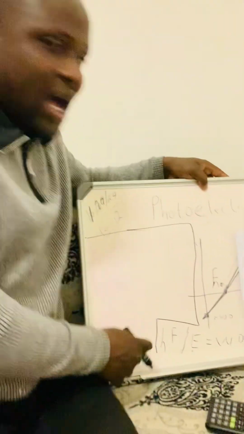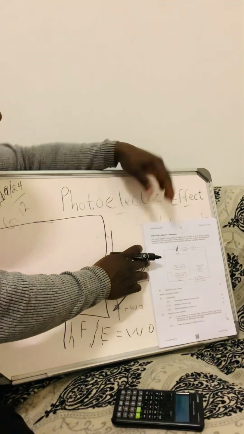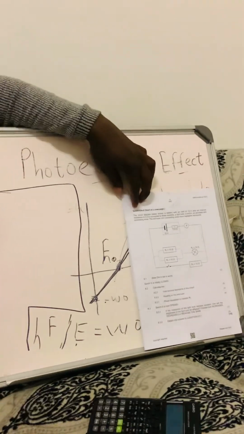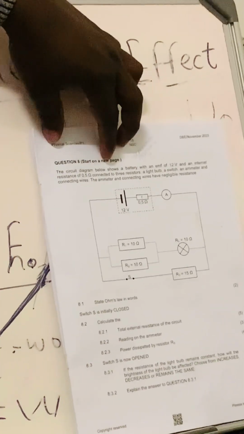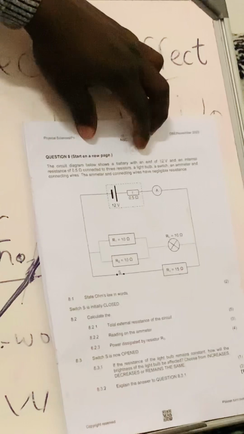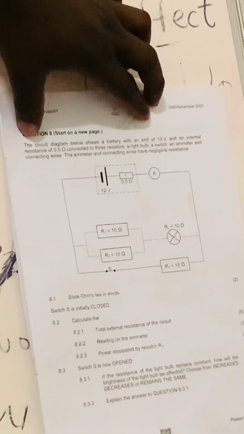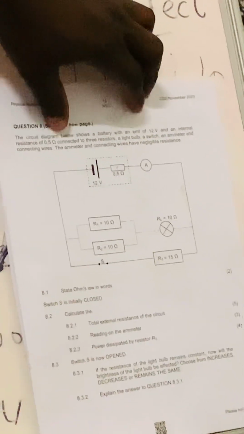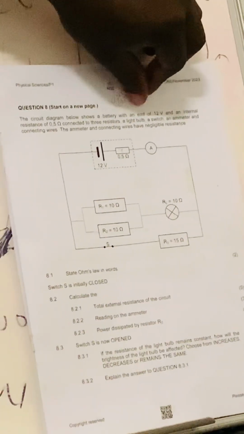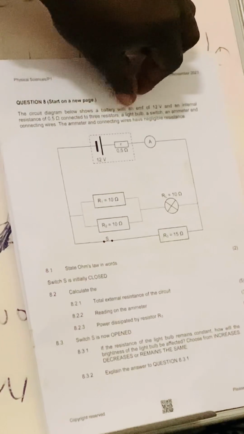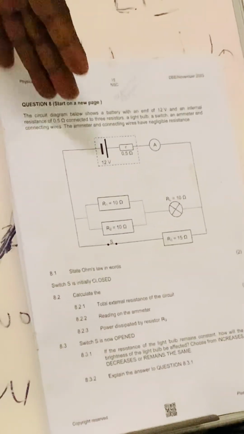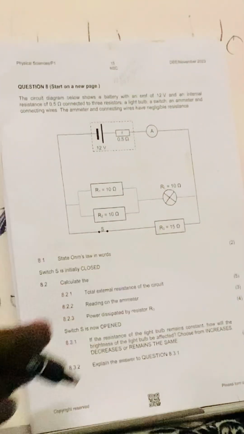So now we have this question which says the electric circuit diagram below shows a battery with an EMF of 12 volts and an internal resistance of 0.5 ohms connected to 3 resistors, a light bulb, a switch, and an ammeter, with connecting wires. The ammeter and the connecting wires are negligible resistors. This is the electric circuit, as you can see. In this electric circuit, it's so simple. It's one of the simplest electric circuits I've ever solved anyway.